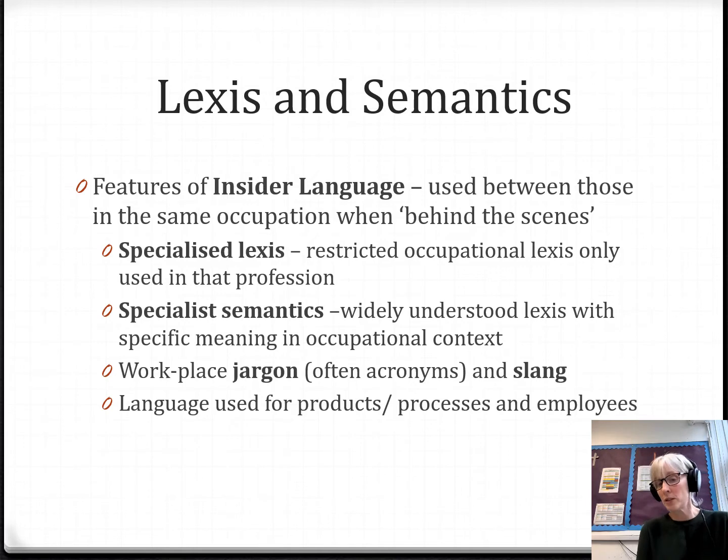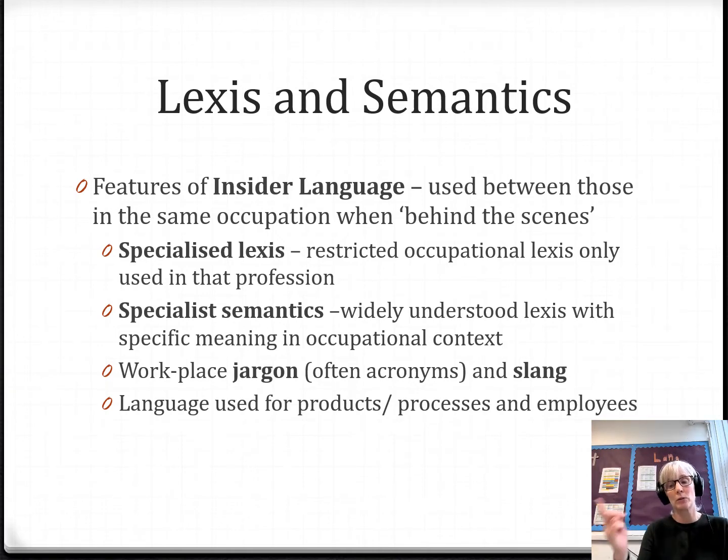So we can use all these different terms. Specialized lexis refers to the lexis which is only used in that profession. Specialist semantics, it can be words that we use all over the place, but it has a meaning that is specific in the occupational context.